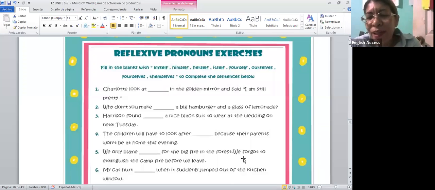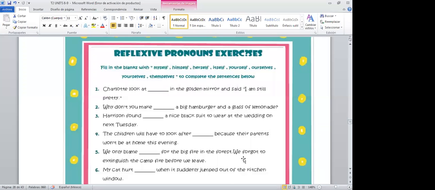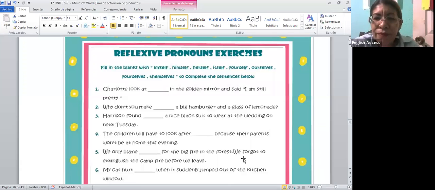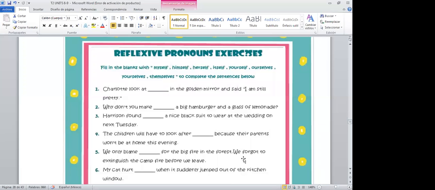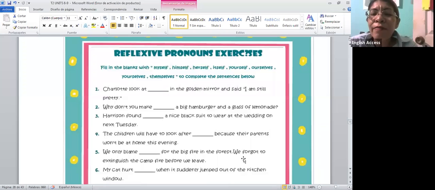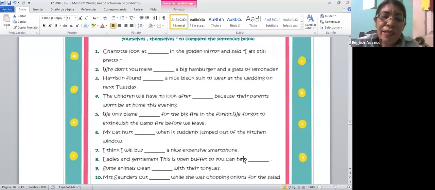Number three, Luis, let's do it, please. Harrison found himself a nice black suit to wear at the wedding next Tuesday. When we say Harrison found himself, we are saying that nobody else helped him, okay? He did it on his own, alone. Number four, Damaris.